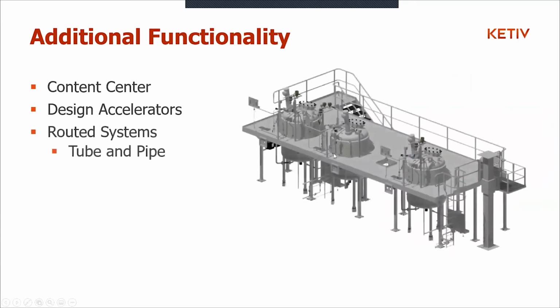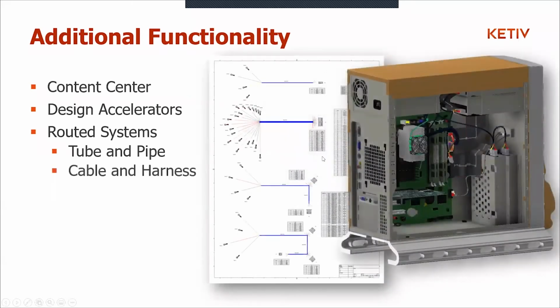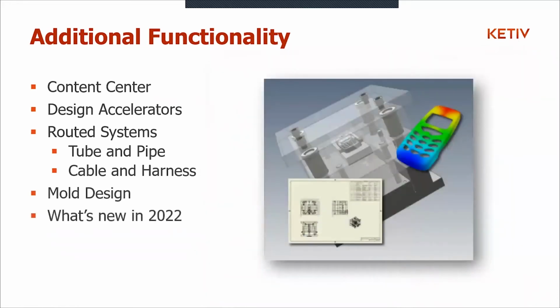It does routed systems, tube and pipe. It'll let you route everything from flex hydraulic hose to rigid welded pipe to PVC. It also does cable and harnesses, does all your electrical runs. It also does the mold design. And then what's new in 2022, we'll go over a little bit of that.